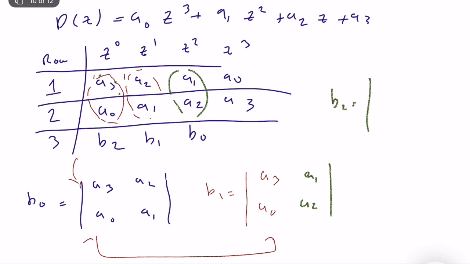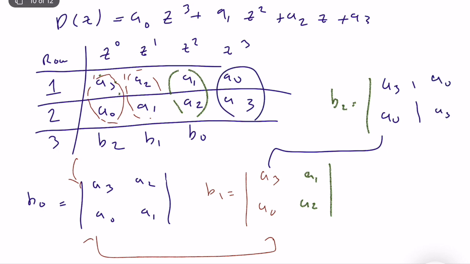And b2 is equal to, let's change it again, a3 and a0. As you can see, we are still using the first column, and what we have left is only the last column, which is a0, a3. Take the determinant and compute b2. Okay, so this is the Jury stability table. Once you compute the Jury stability table, now you can construct the Jury stability test.